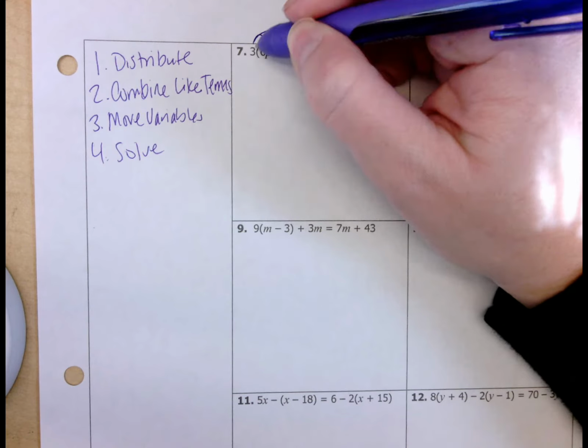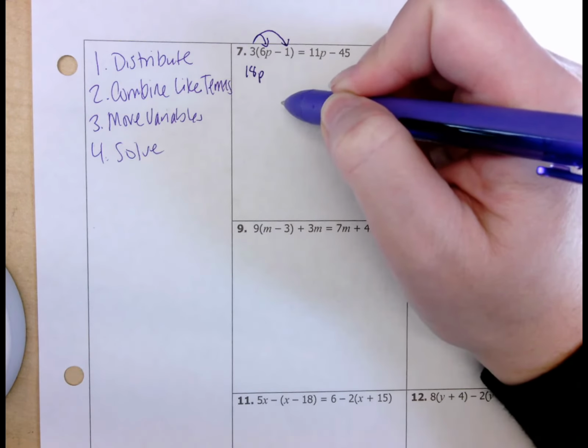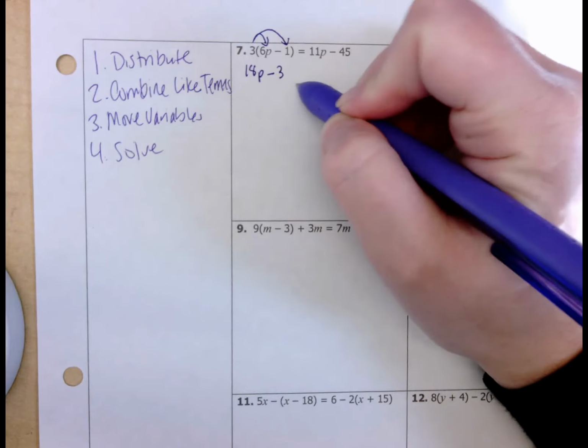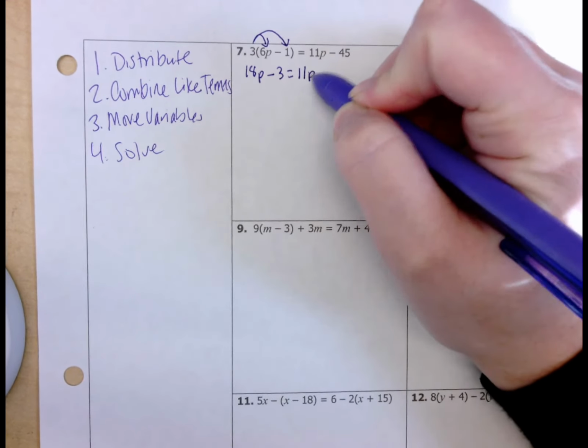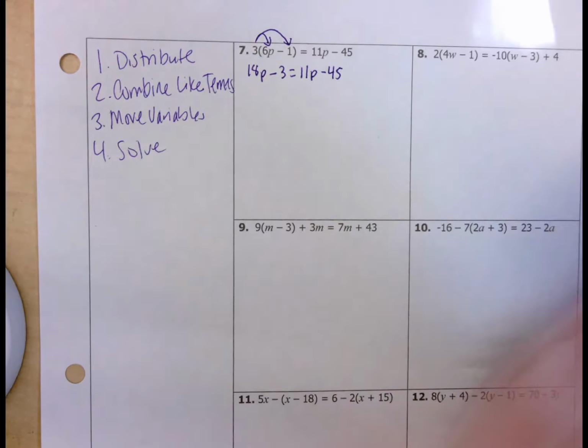So I'm going to multiply the 3 times the 6p, which gives me 18p. And then I'm going to multiply 3 times negative 1, which is negative 3. And everything else is going to stay the same for right now. Okay, so that is going to be step 1.